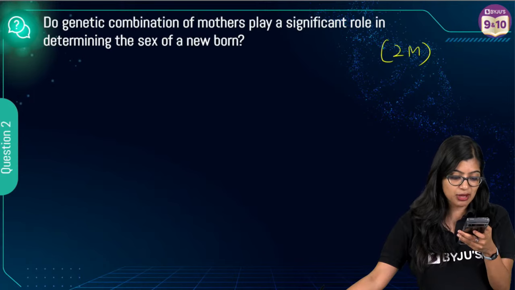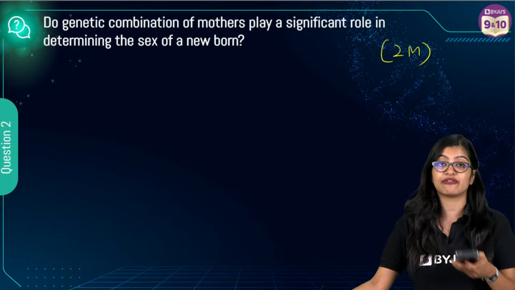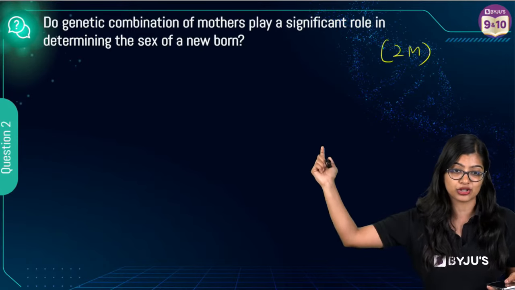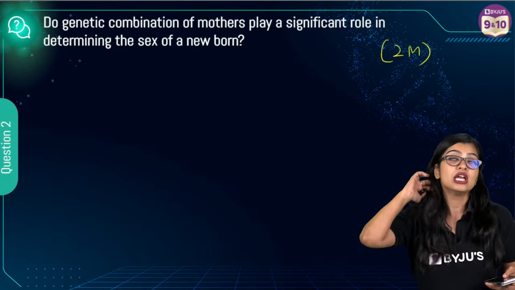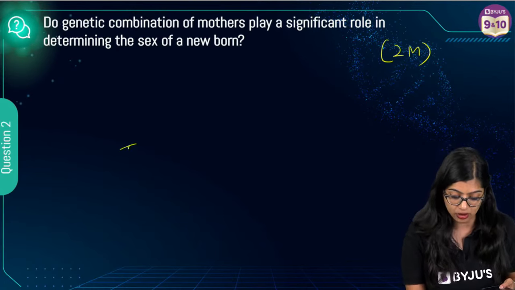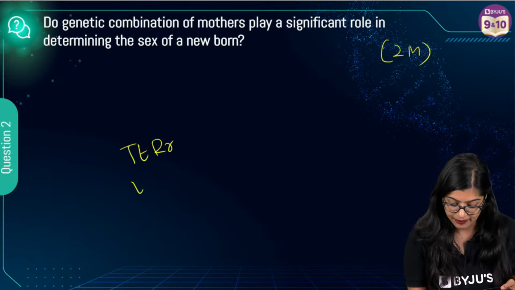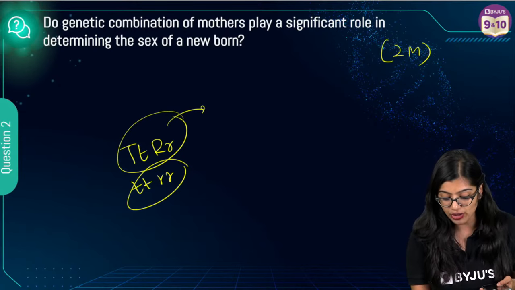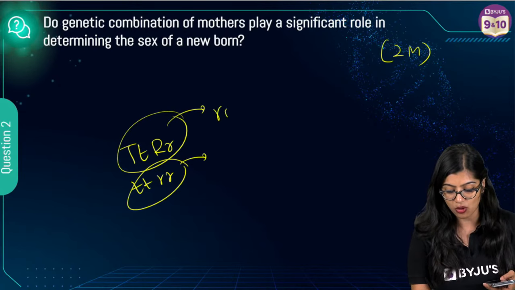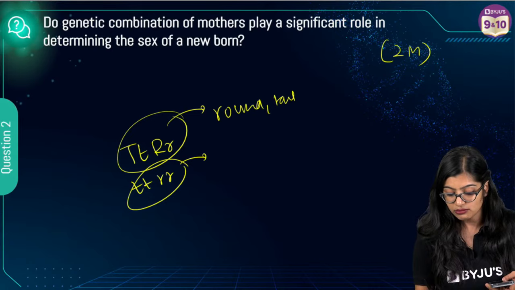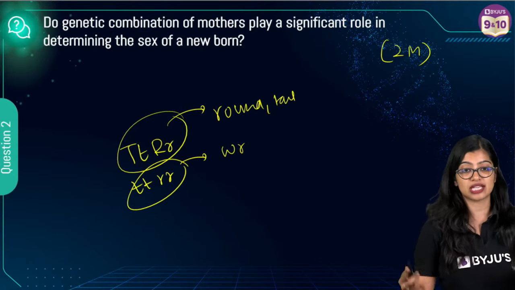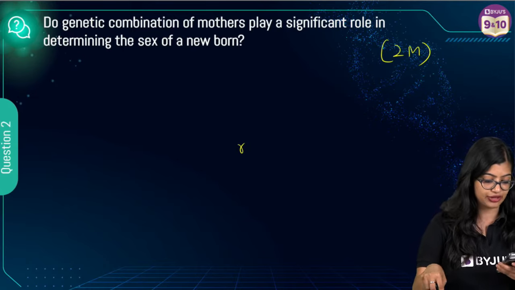Now, some of you are asking me, ma'am, I'm not able to understand genotypic and phenotypic ratio. So, genotypic ratio, for the previous question, is basically all the combinations of TR. These combinations are genotypic. But what you get as the phenotype, round, tall, wrinkled, small or wrinkled, dwarf, those are phenotypes, right? So that is the difference between the two.